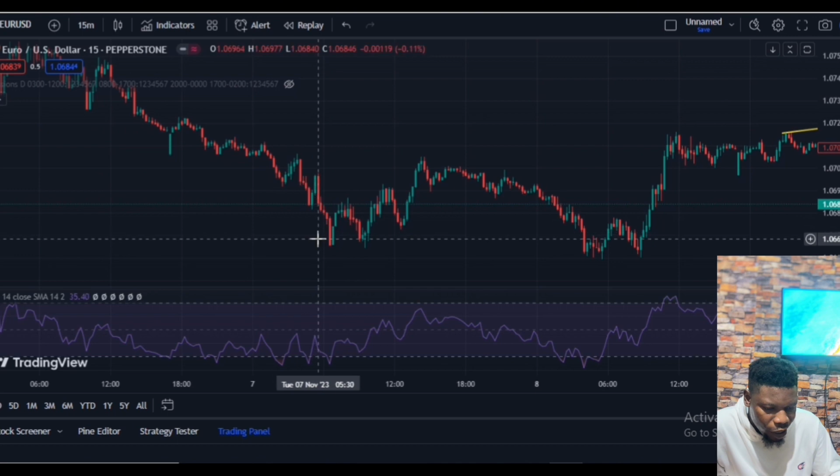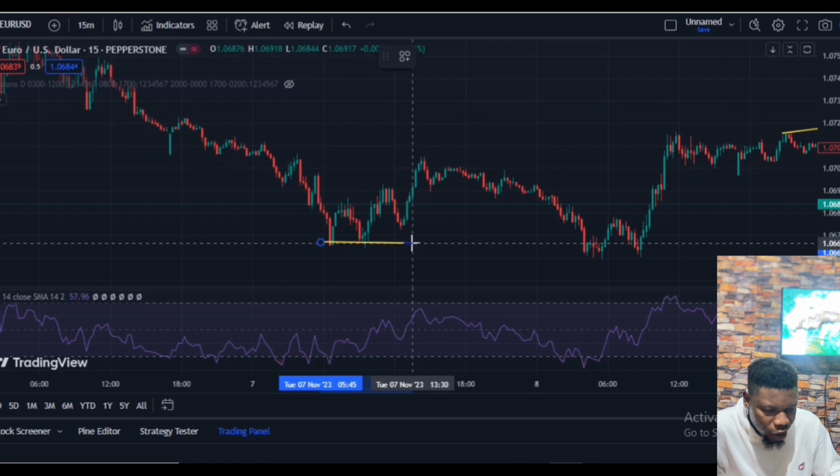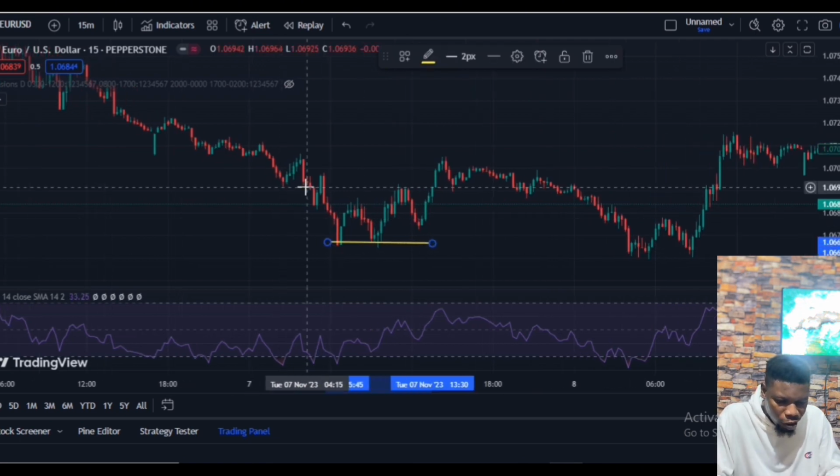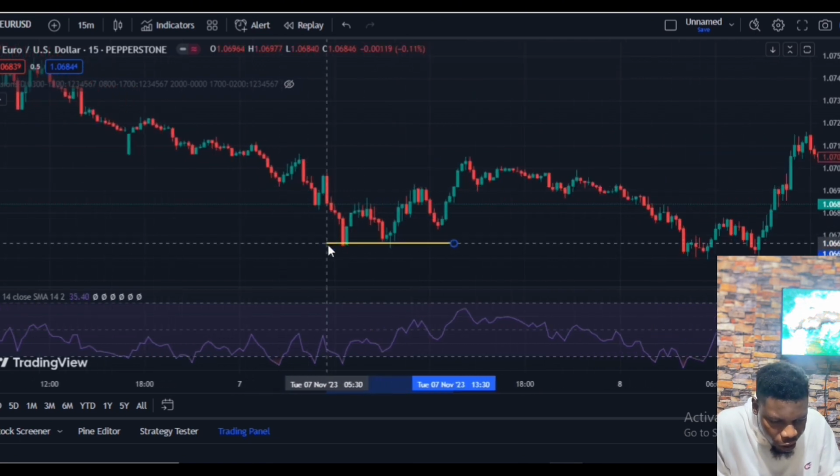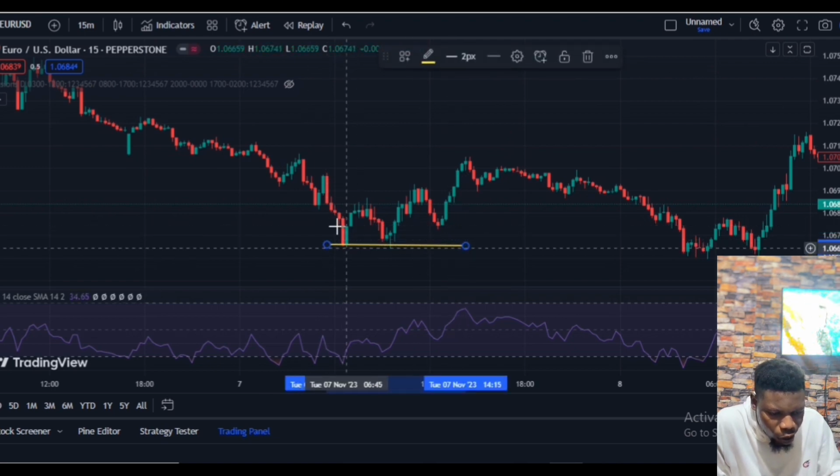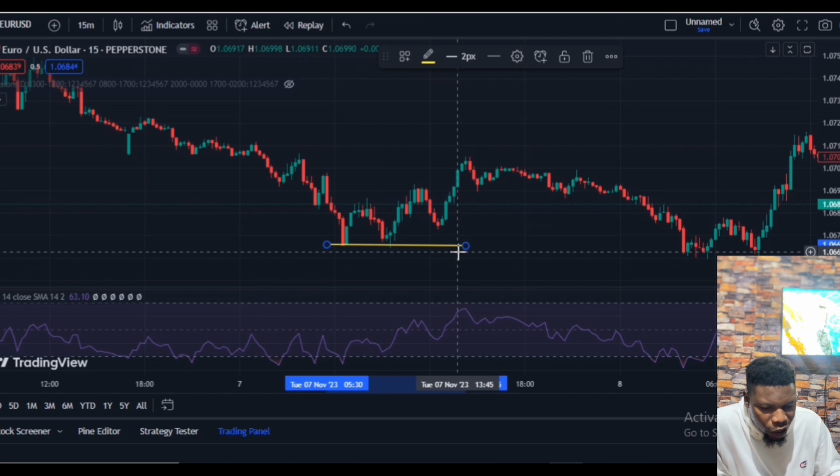Liquidity happened here. You can see this low, and it wicked above it before it went up. Let me zoom in for us to see. You can see this low here. What happened? A lot of stop losses were resting here. It wicked above it. Then what happened?